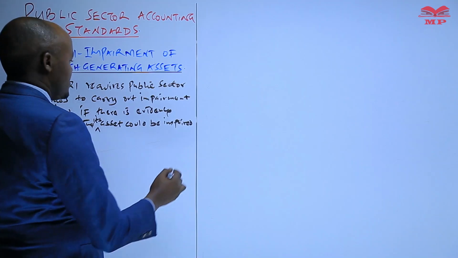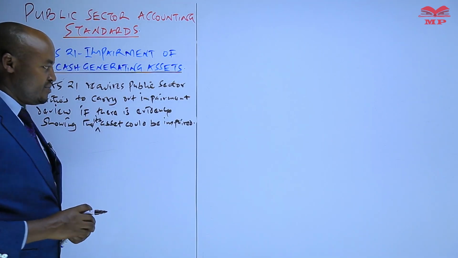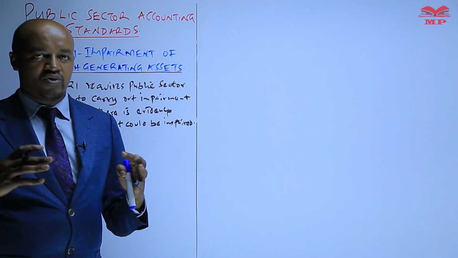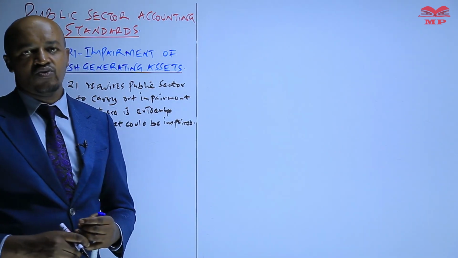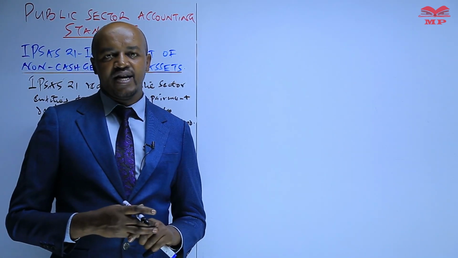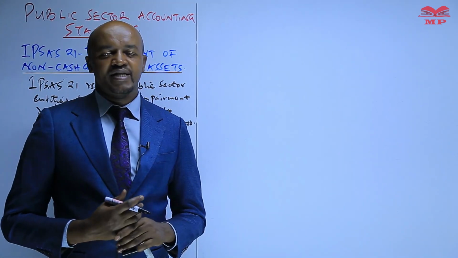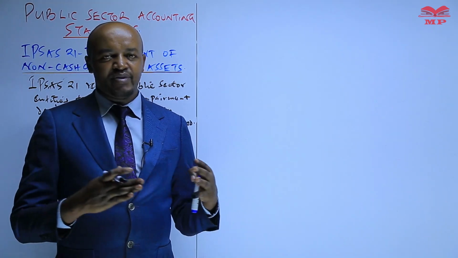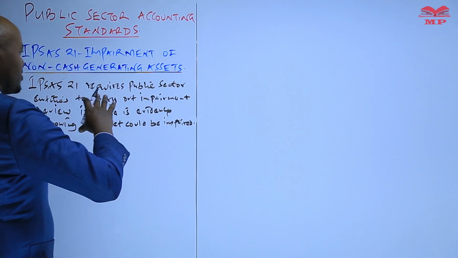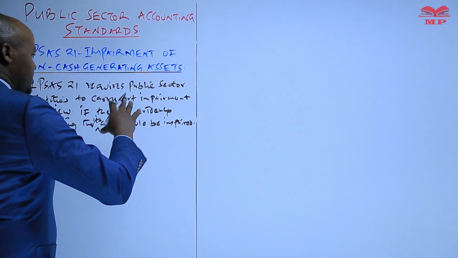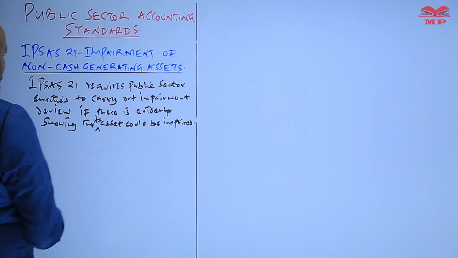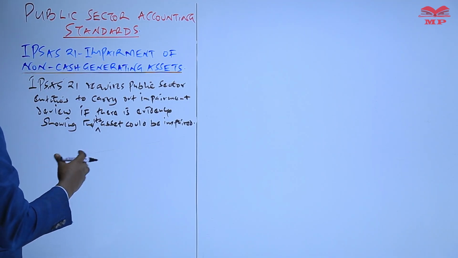This standard, IPSAS 21, relates to impairment review on what we refer to as non-cash generating assets. So what are non-cash generating assets? Non-cash generating assets are those assets owned by public sector entities which are not expected to generate any commercial return. Therefore, if there is some indication or evidence showing that such an asset could be impaired, the entity should go ahead and carry out an impairment review.